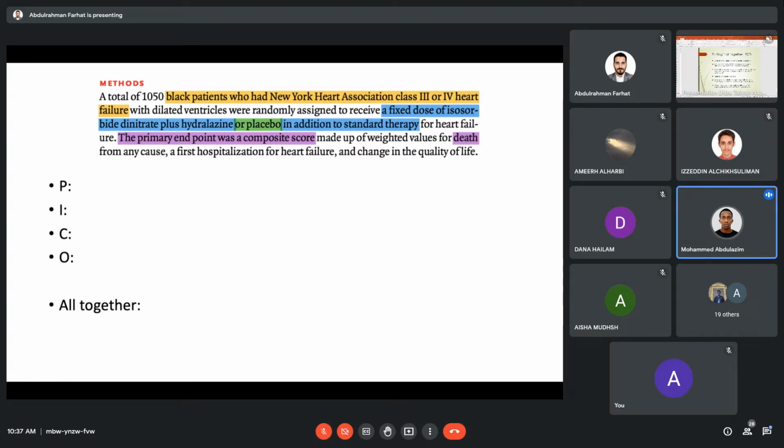Farhat, I would just like to add something regarding the outcome. You mentioned that the outcome was the composite score, right? I would say we better say that the outcome is death from any cause, or first hospitalization for heart failure, or change in the quality of life. These three elements better reflect the outcome, because the composite score was the thing used to measure these three outcomes.